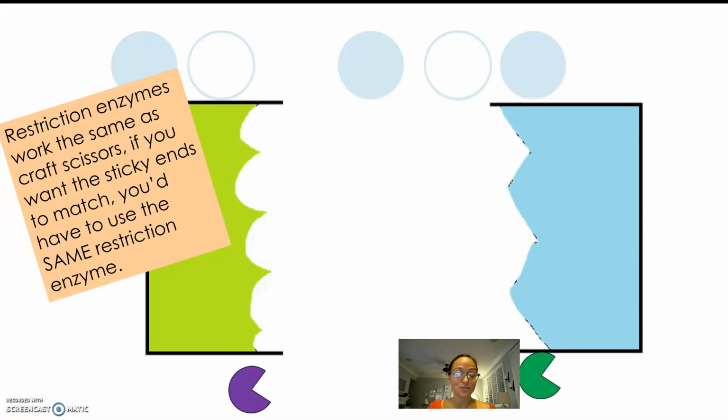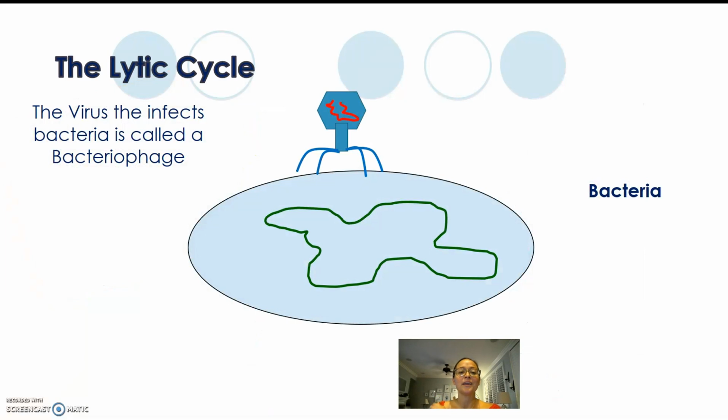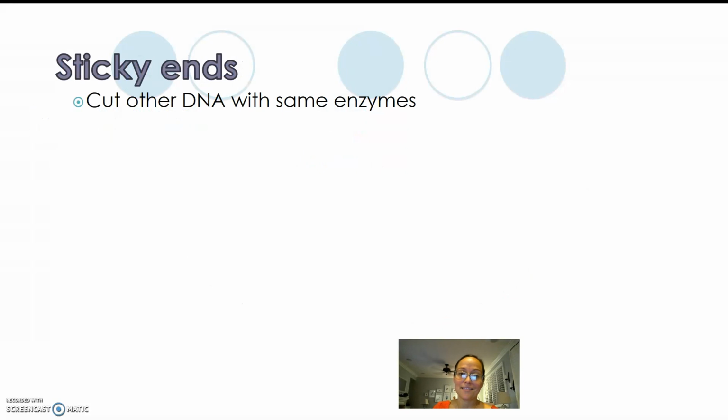Now, where did these restriction enzymes come from in nature? Why do they cut DNA? Well, the cool thing is, in bacteria, when bacteria get infected by a bacteriophage virus, they actually have restriction enzymes that are a little bit like their immune system. They're going to try and chop up that virus DNA so it doesn't infect them.